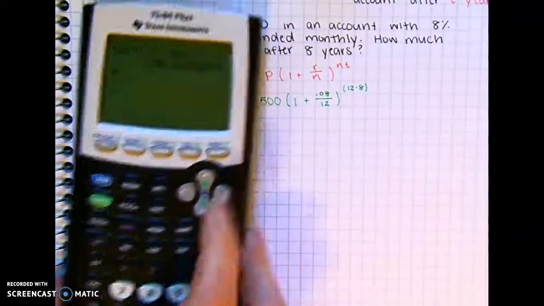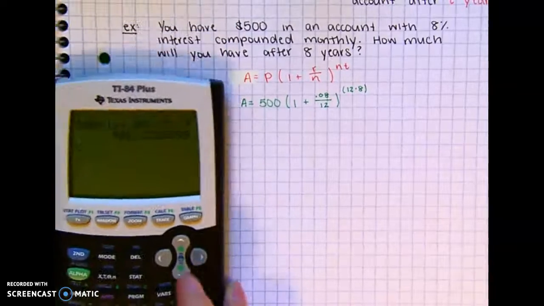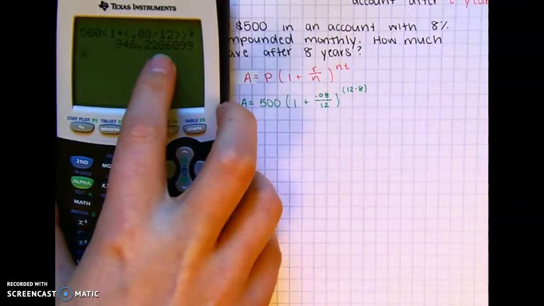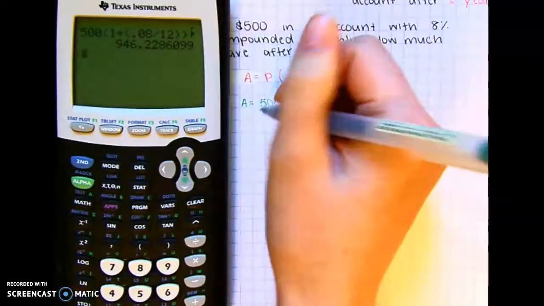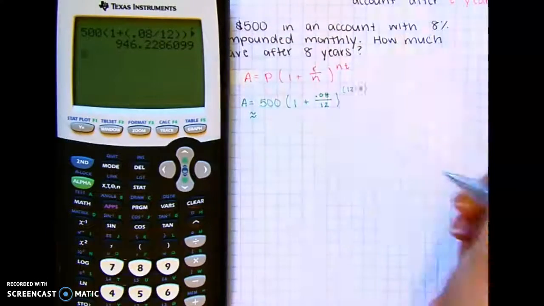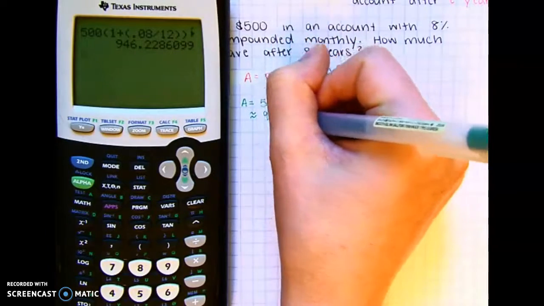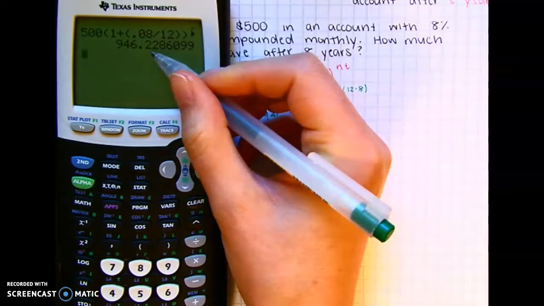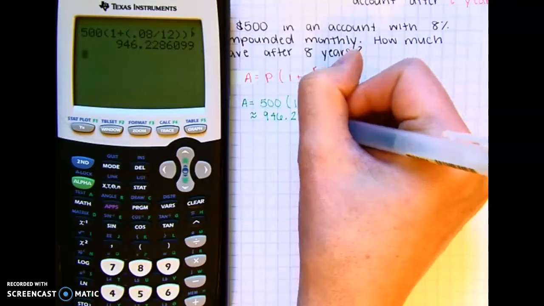So what should we round to? Well, guys, this is obvious. We are talking about money. We want to round to the nearest hundredth, so 2 decimal places. So it's approximately 946.2, and then because it's 2.8, I'm going to round to 3.